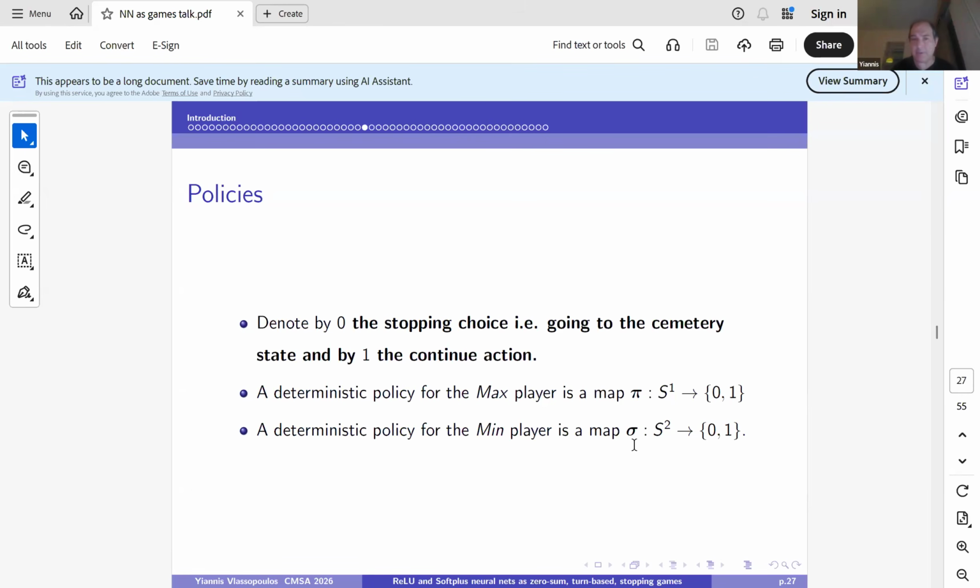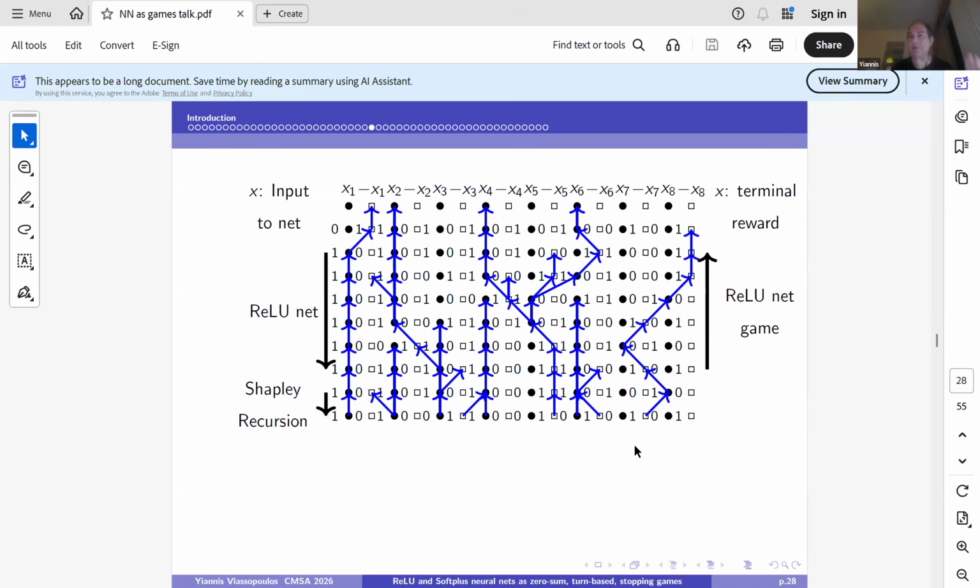Okay, so we have these patterns also, and here's a picture of what's going on. You can see that the ReLU net is running downwards. You can see that arrow on the left of the picture, and the ReLU net game is running upwards. So any game trajectory will start from the bottom and will keep going up. Now, in this picture, what does all this mean? The dark dots are the max states, the maximizer plays there, and the white squares are the min states. The minimizer plays on the white squares.